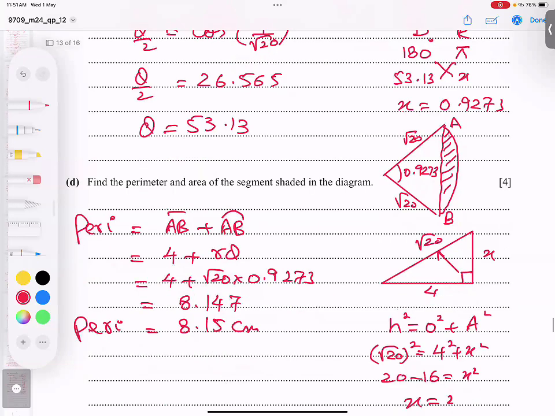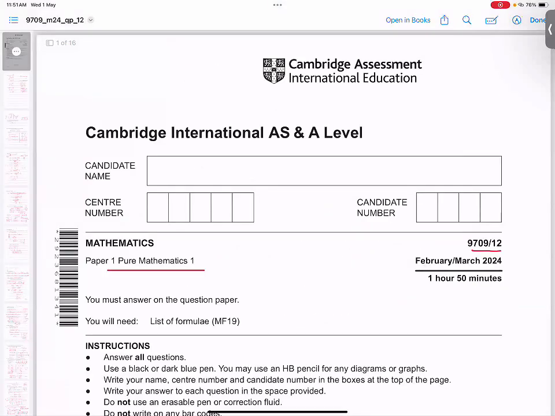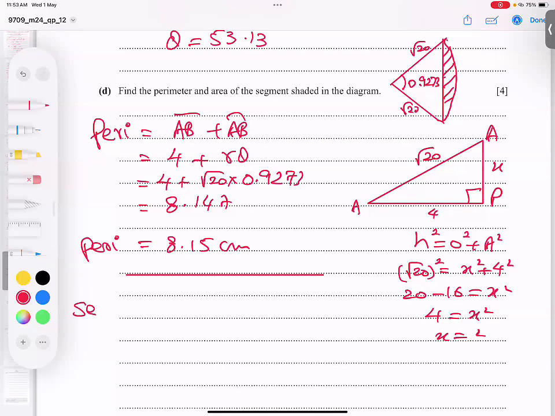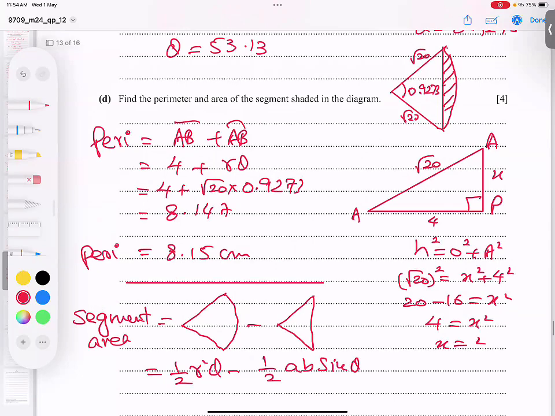Let's go for the next. And what is the next? How to get the segment area? We have a special technique. So what is the segment area formula, students? From the sector, subtract the triangle. The sector you can see at the top. I'm not writing perimeters. Half r squared theta minus half AB sine theta. The triangle area formula is this.